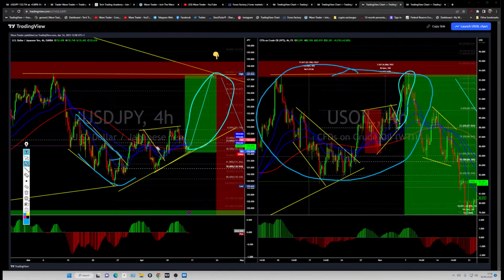We got a wedge, a flag, another flag, and an ABC move, we can say that. All right, so wedge, ABC move, flag, okay, and a breakout has just happened over there on the dollar. A breakout has happened over there on oil, and a breakout has happened over there on the dollar against the yen, testing that top. And next week, we expect this to continue to keep pushing higher all the way up to this previous high.